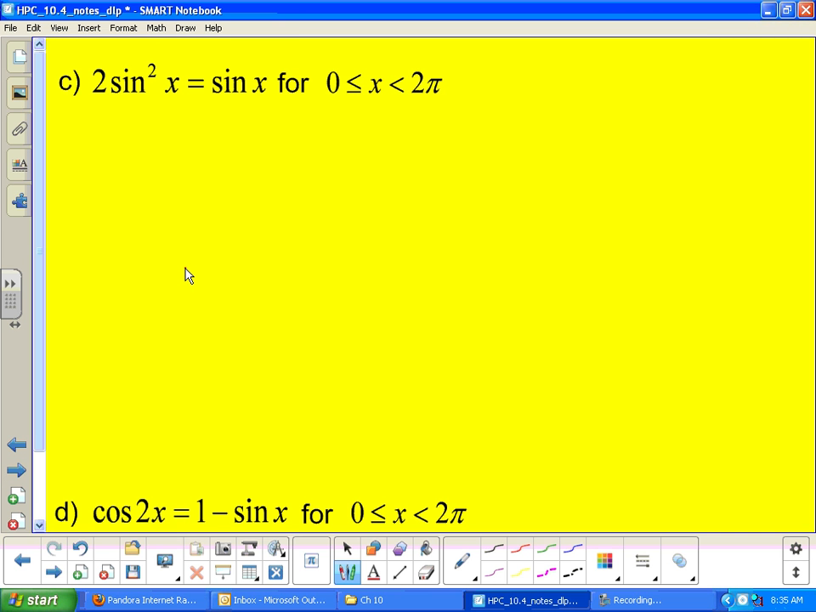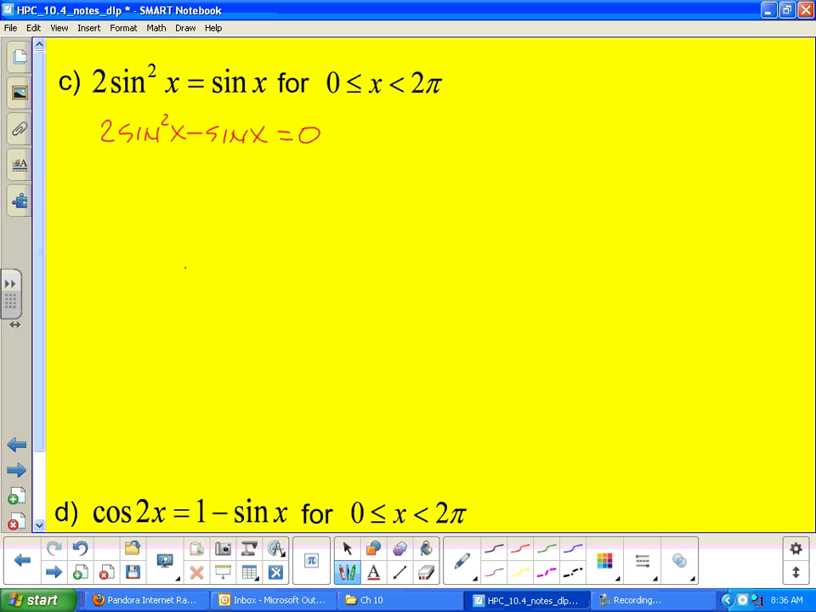How about this? 2 sine squared x equals sine x, once again within the interval of 0 to 2 pi. And we could have graphed this to see what we get. We're going to do this one by moving the sine of x to the left-hand side. So we get 2 sine squared x minus sine of x is equal to 0.